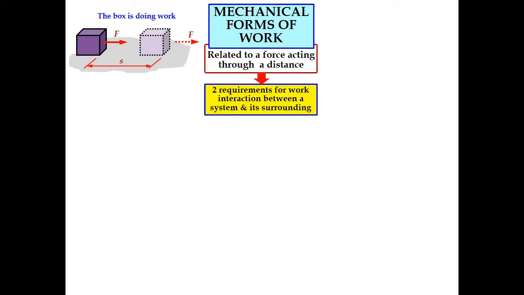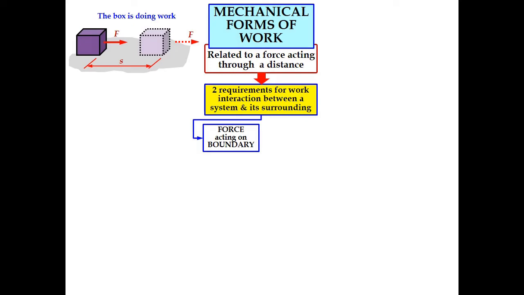So the mechanical form of work is actually related to a force acting through a distance. For example, we have a box on a specific surface. So we apply a force to the box, and the box moves a certain distance. For this case, we consider the box is doing work because the process involved is force and also the distance. Okay, there are 2 requirements for work interaction between a system and its surrounding.